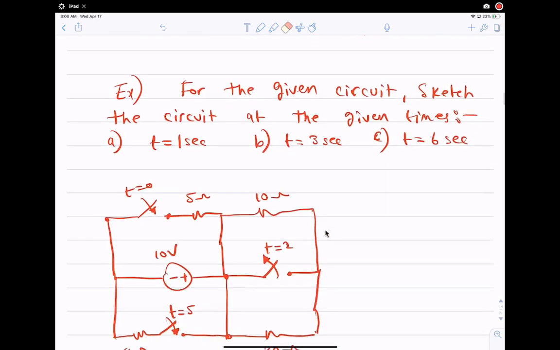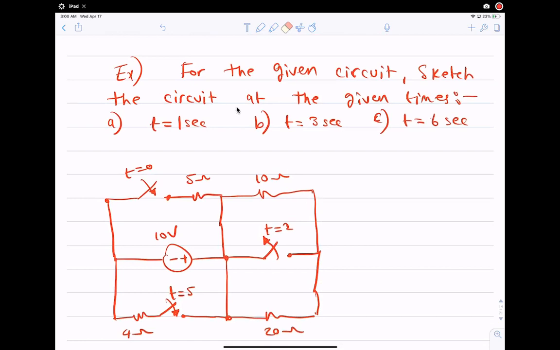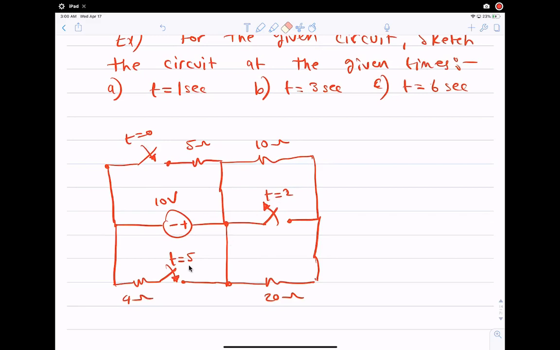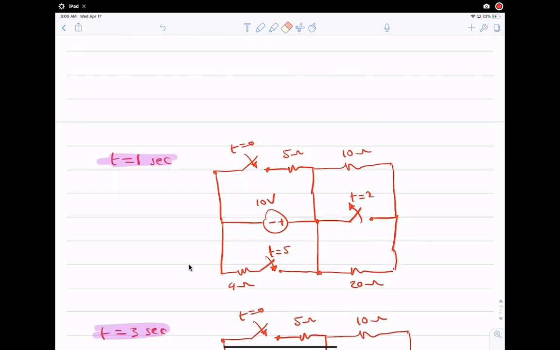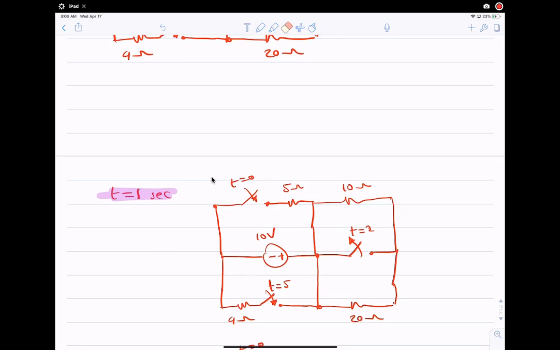Let's take a real example and see for ourselves. For the given circuit, sketch the circuit at the given times, t equals 1, 3, 6. Now for part A, at t equal 1, I'm given here 3 switches. If we're taking the time t equal 1, I want to compare the 1 with the 0. The 1 is greater than 0. That means if I'm greater than the time written on the switch, I'm directed toward the head. So the head is directed toward the circuit. That means it will be closed at this time, right?